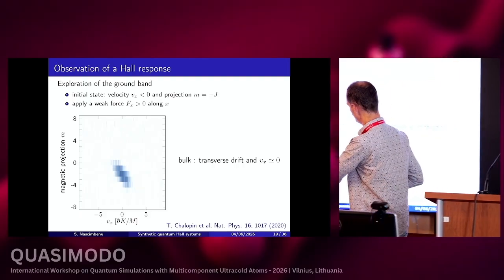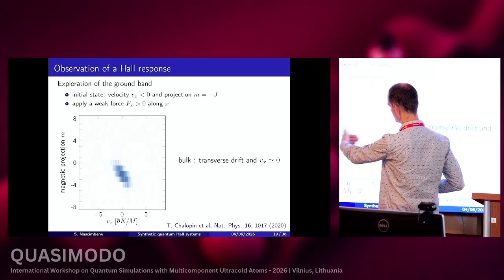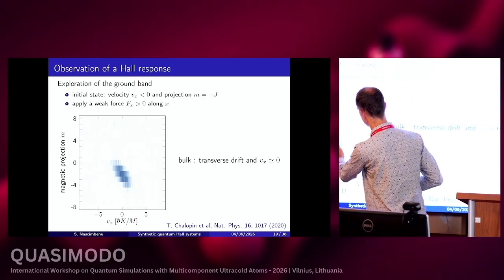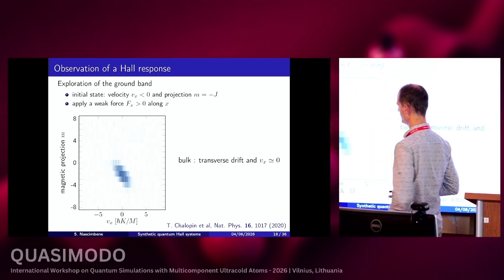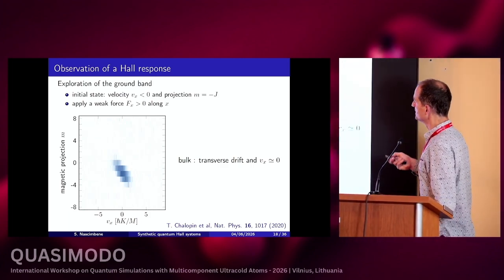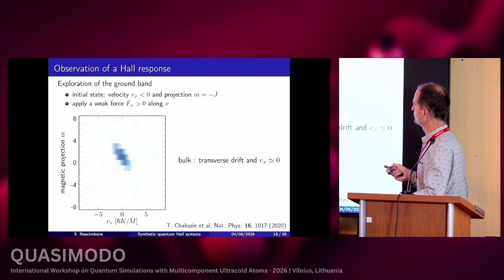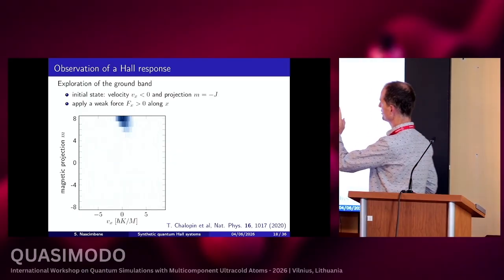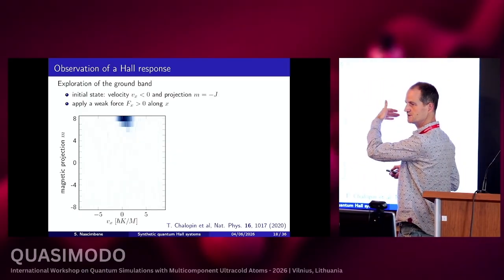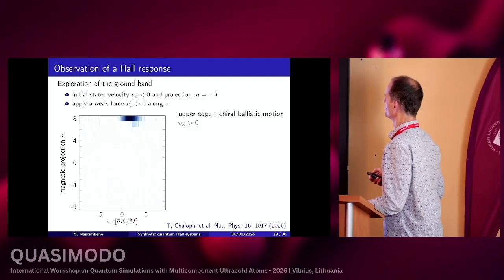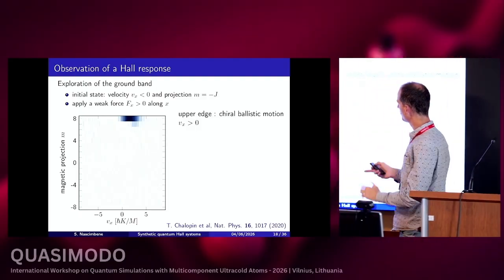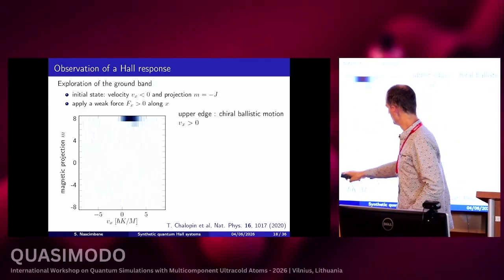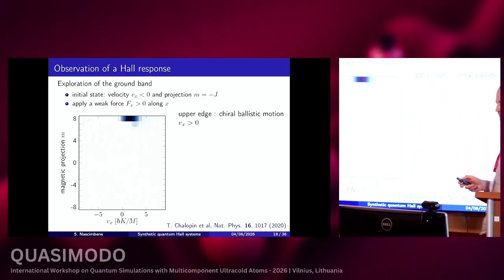And you can remark that despite the fact that we apply the force on x, in this regime the velocity remains more or less 0 on average, but you have a transverse drift along the vertical. So this is a Hall drift, and eventually we reach the top. And then we are on the top edge, and we recover a ballistic motion with positive velocity. So I think you have here in this picture all the quantum Hall physics: the transverse response in the bulk, and the ballistic chiral bands here and here.